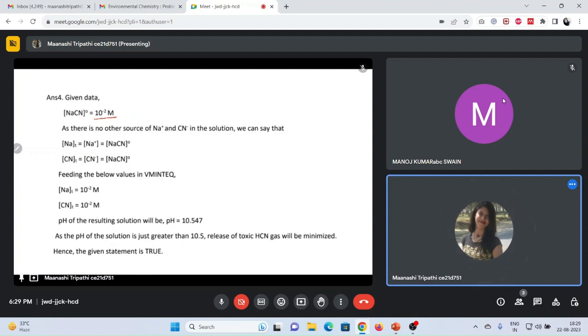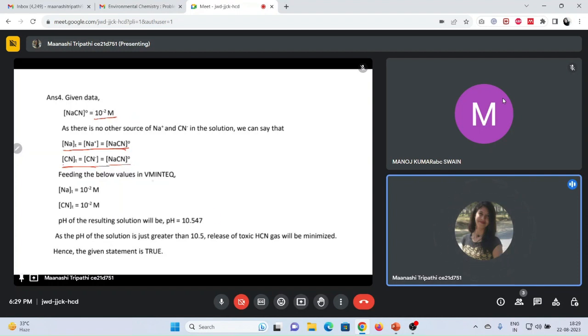So what is Na total? Na total is Na plus and NaCN, which should be equal to NaCN naught. And how much cyanide total is, which is also equal to NaCN naught, because there is no other source of cyanide or sodium ion.